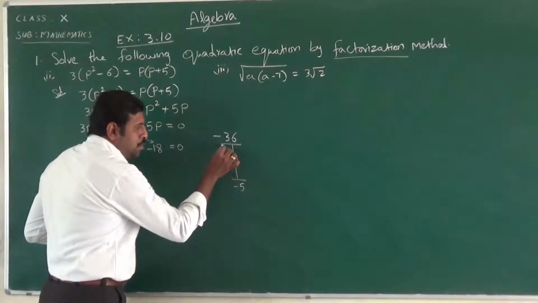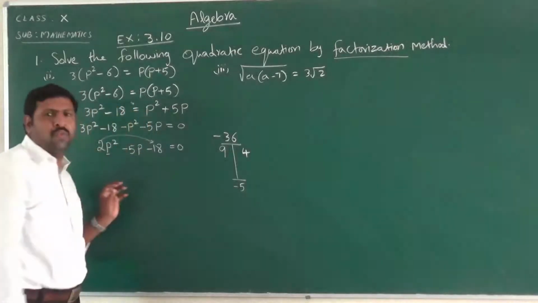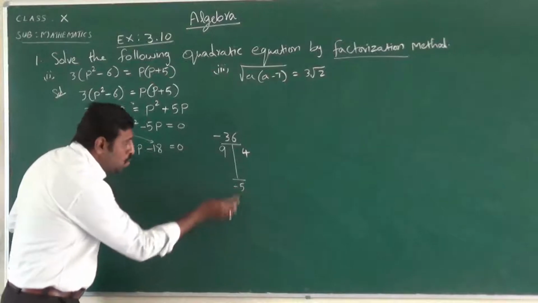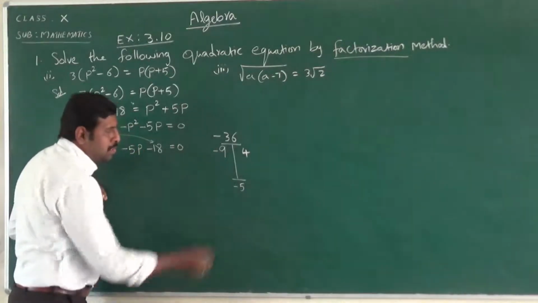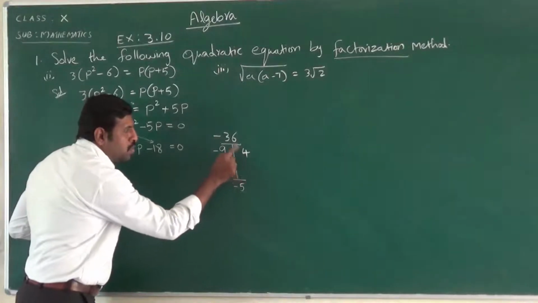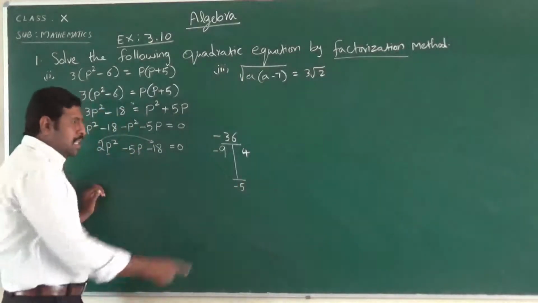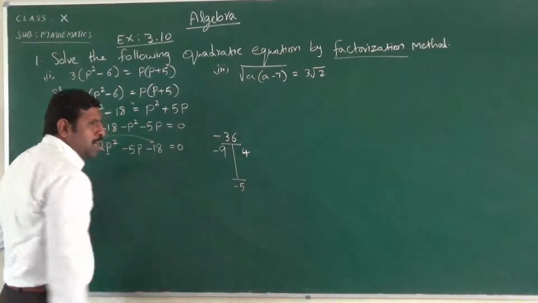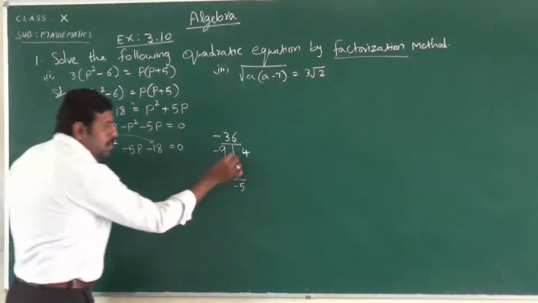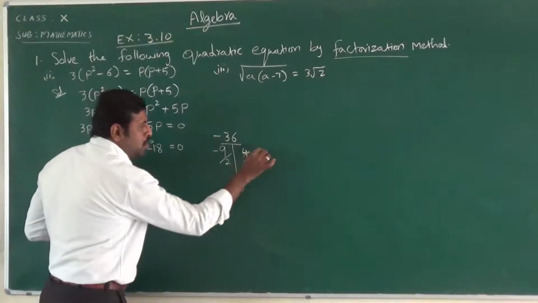Here I am choosing 4 9s are 36. Here we need a negative symbol, so in the highest value I put the negative symbol, that is minus. Minus 9 plus 4, 9 4s are 36. If you add this, we get minus 5. Then the factors are minus 9 and 4. And then here we have multiplied by 2, right? So you have to divide by the same number 2.